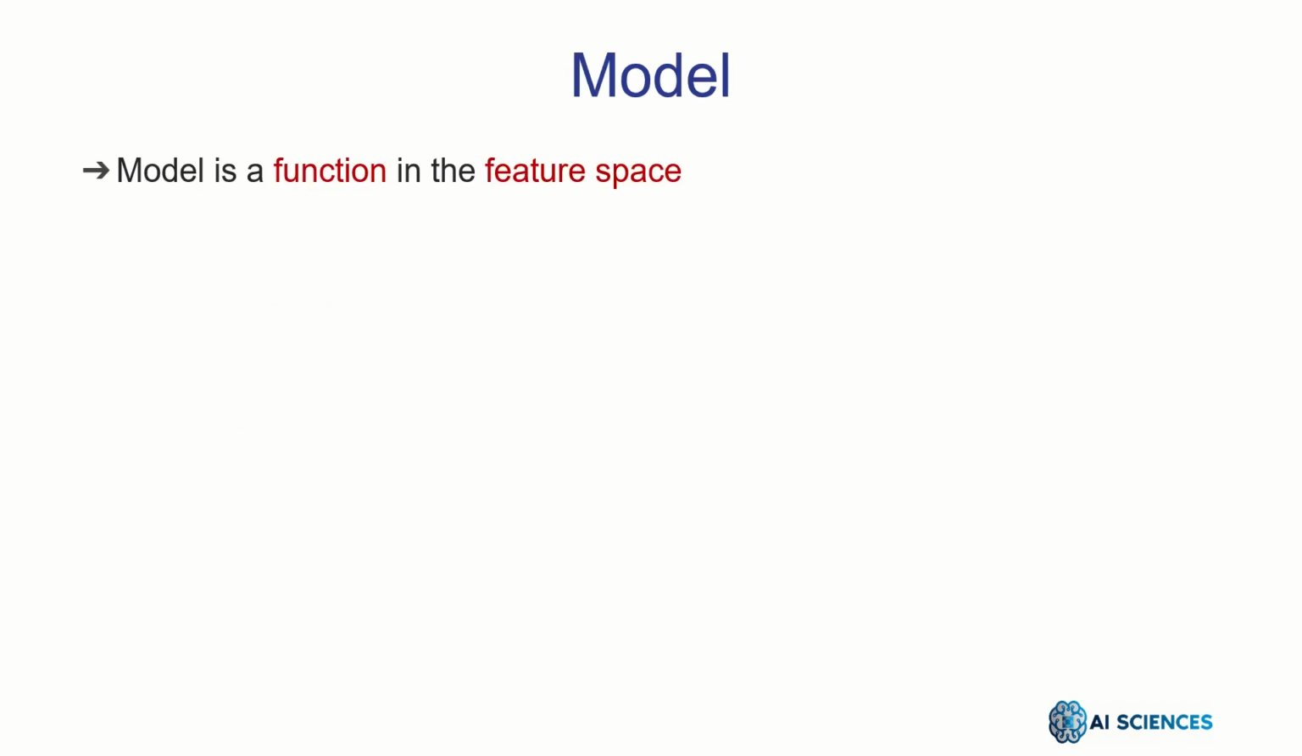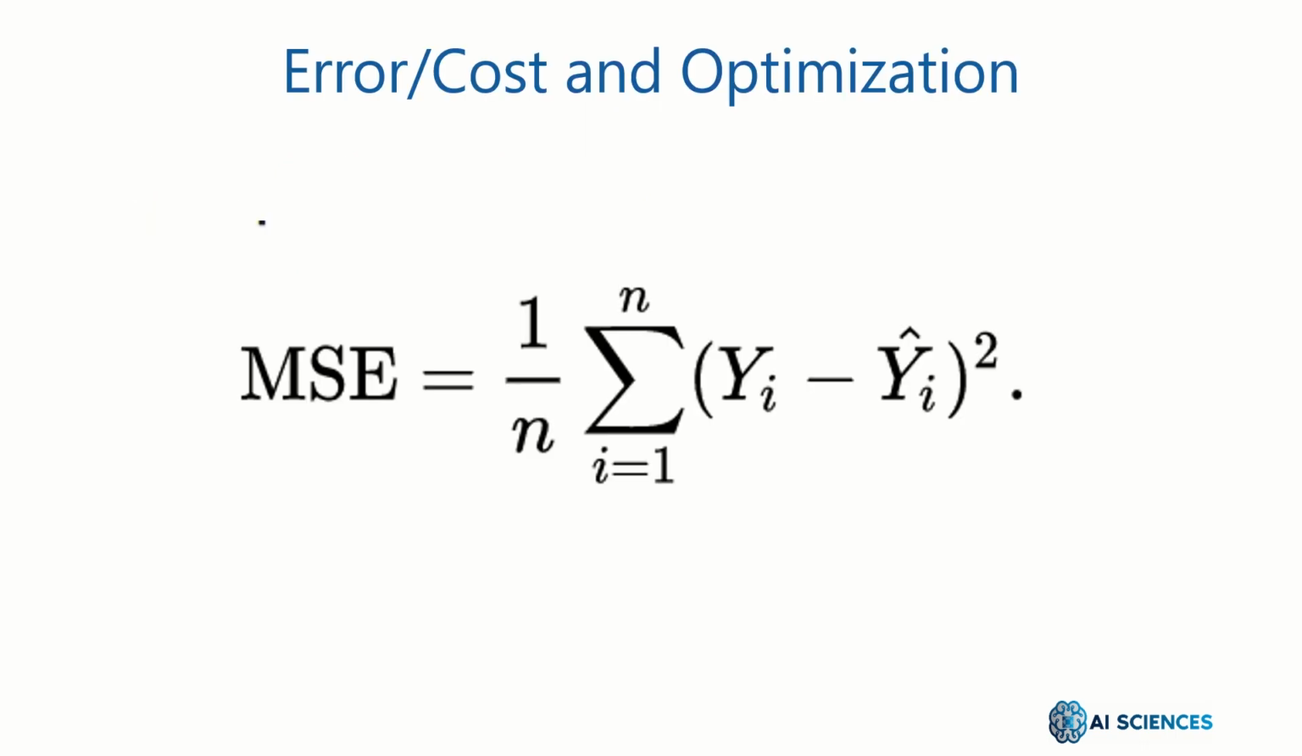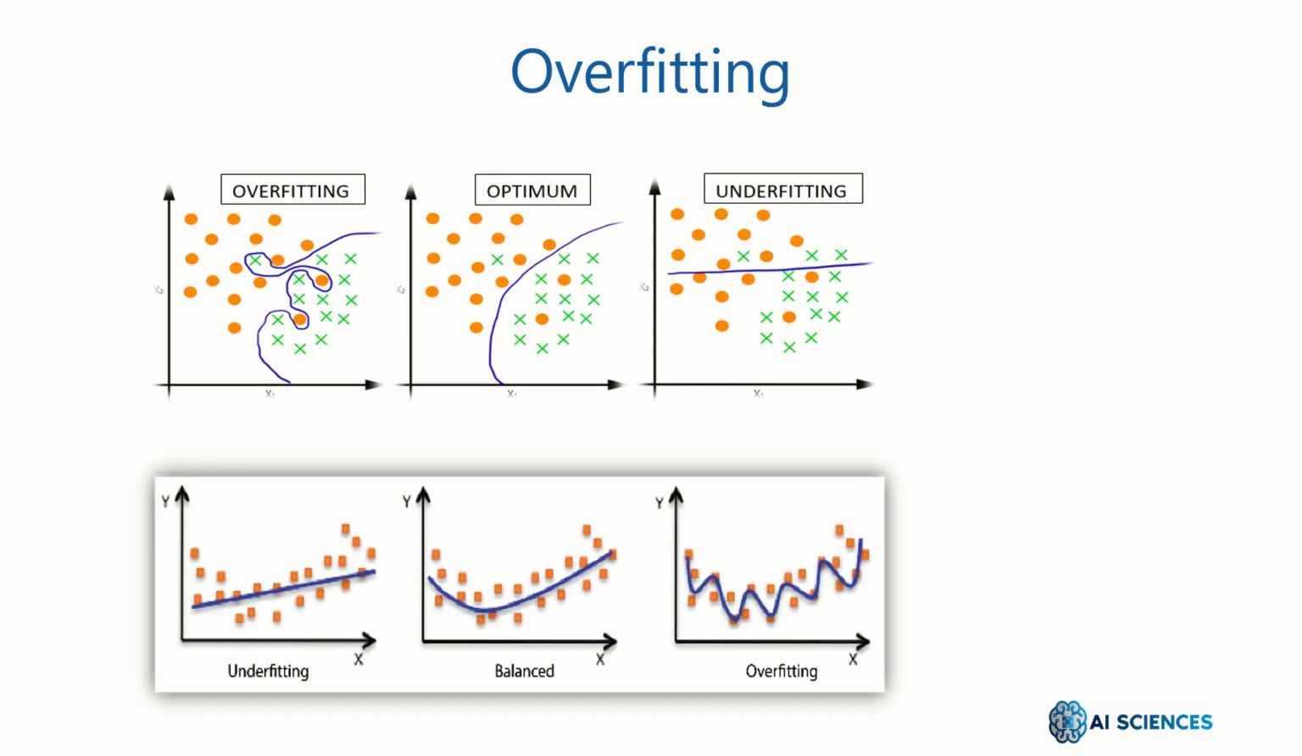After that, we moved to the model, which is the core of machine learning. We discussed that a model is basically a function in feature space, and we discussed certain terms, for example, dimensions, parameters, and hyperparameters. Then we moved towards the cost or error. What do we mean by cost or error, and what do we mean by optimization? And we actually ended the last video while we were discussing overfitting.